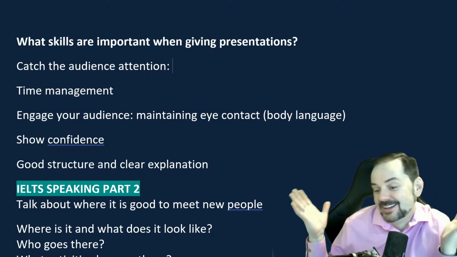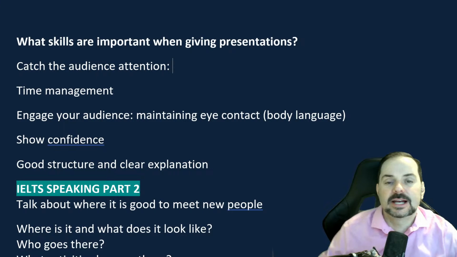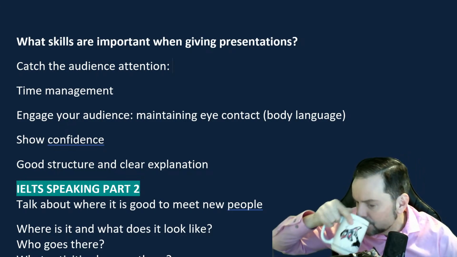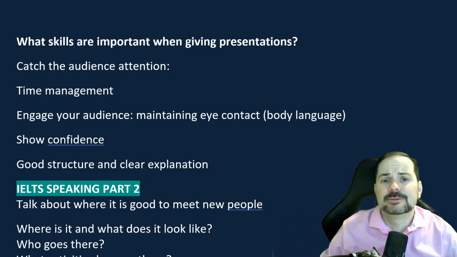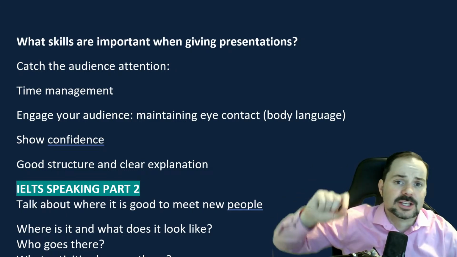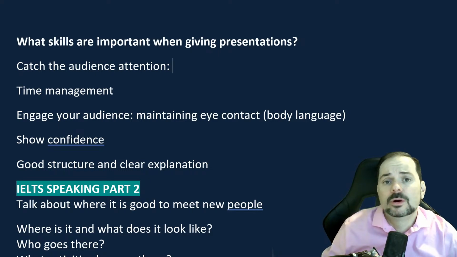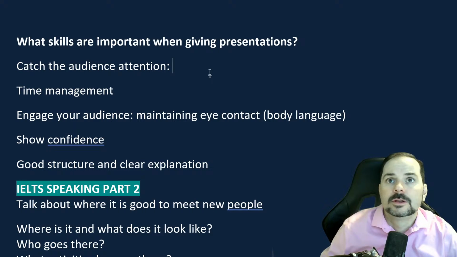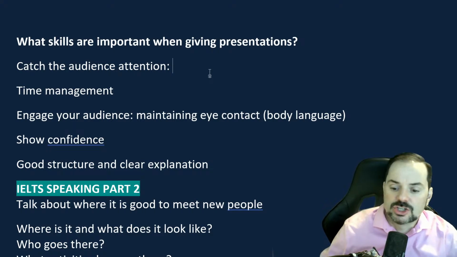Right? So how do we catch the attention of the audience? And of course, your examiner is not marking you on whether you caught their attention, but these do relate to what they are marking you on, which is coherence, fluency, accuracy, grammatical range, and their overall evaluation, right?